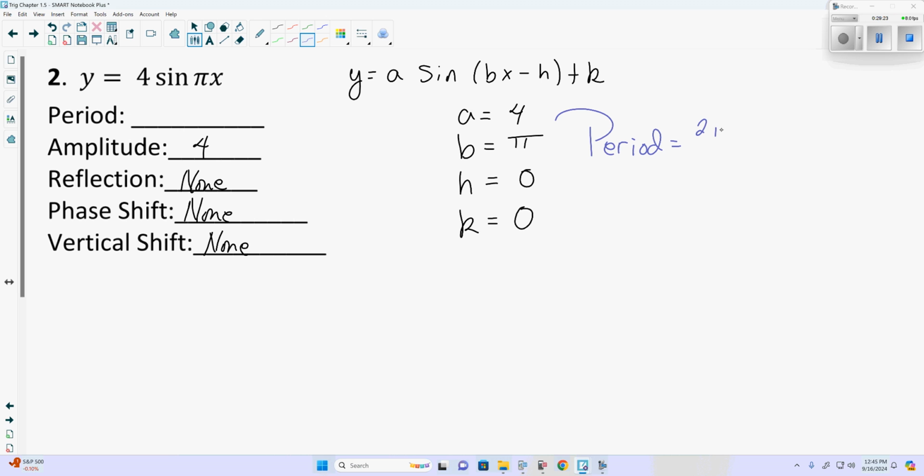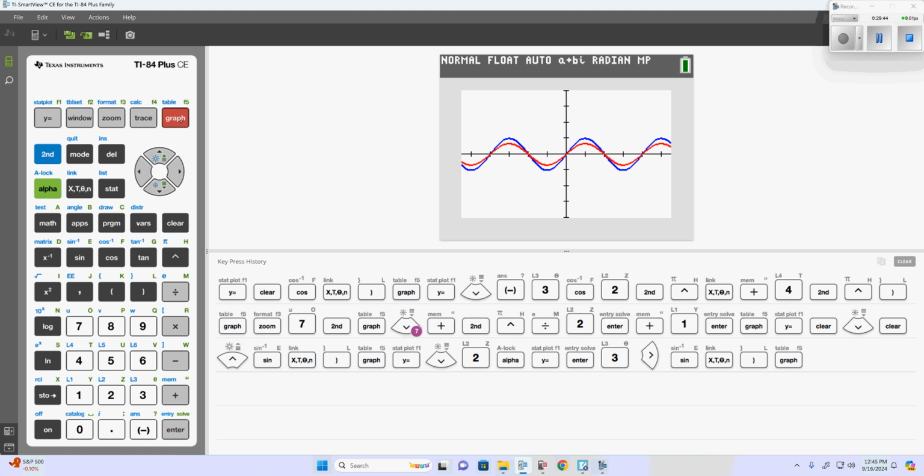Period would be 2 pi over B, so the period would be 2. So every 2 units along the X, this should repeat itself. So that means compared to our normal sine function, it should repeat almost 3 times.